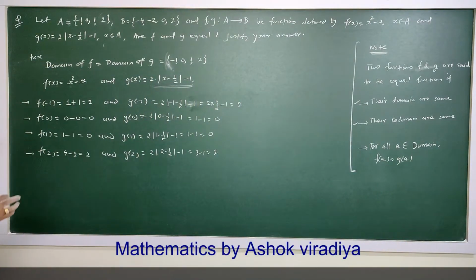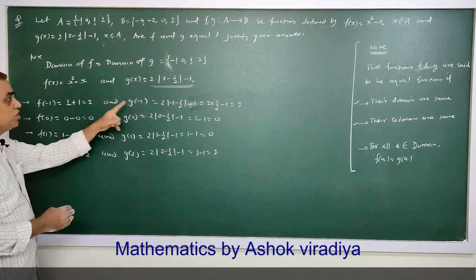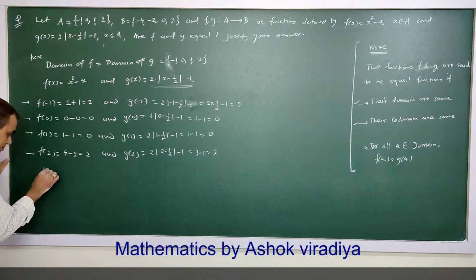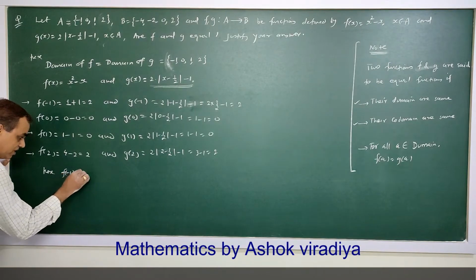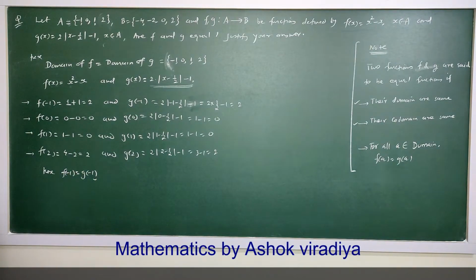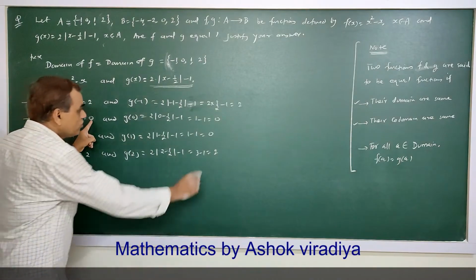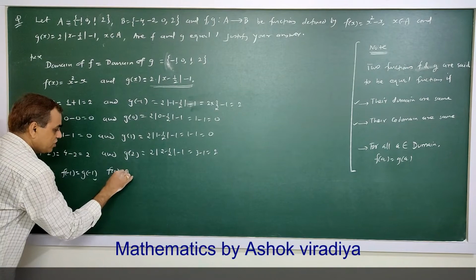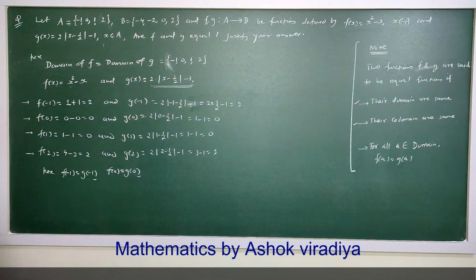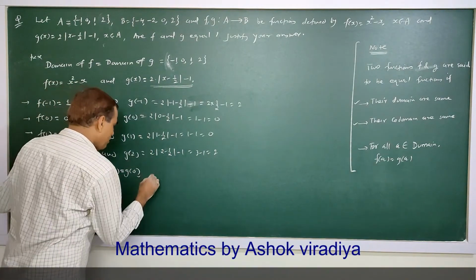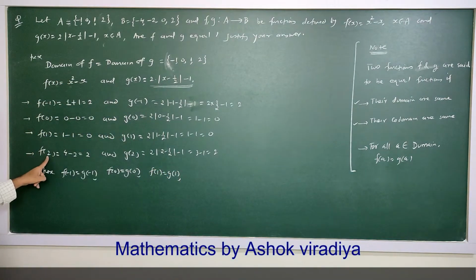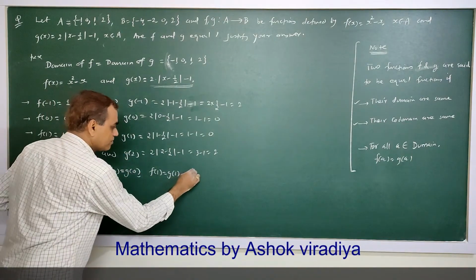So look here. f of minus 1 is 2. g of minus 1 is also 2. Here f of minus 1 is equal to g of minus 1. f of 0 is 0. g of 0 is 0. f of 0 is g of 0. f of 1 is g of 1. f of 2 is g of 2.